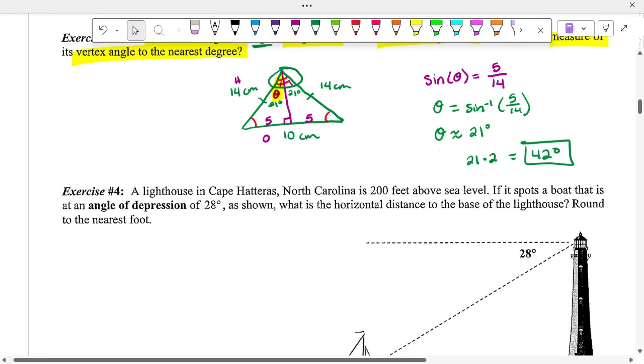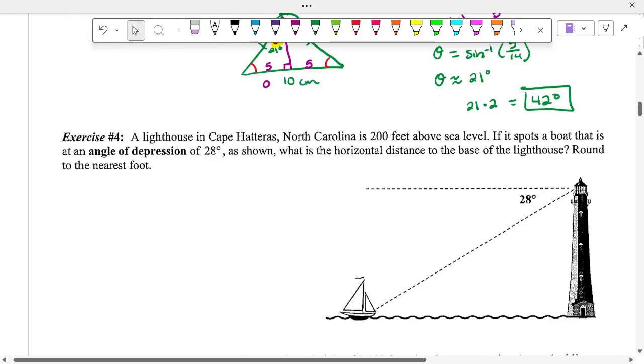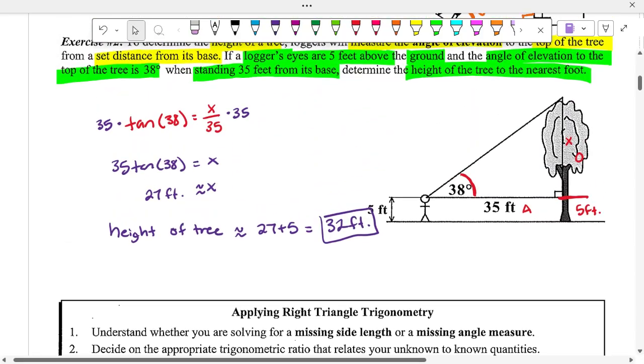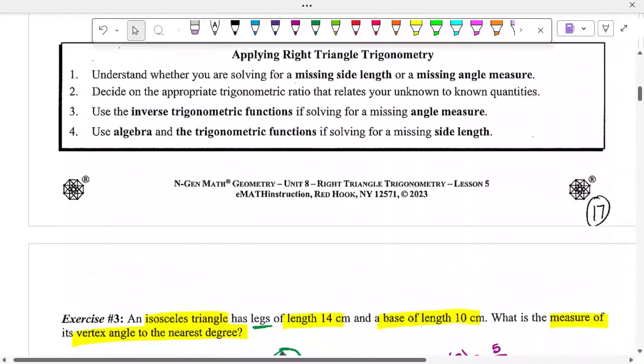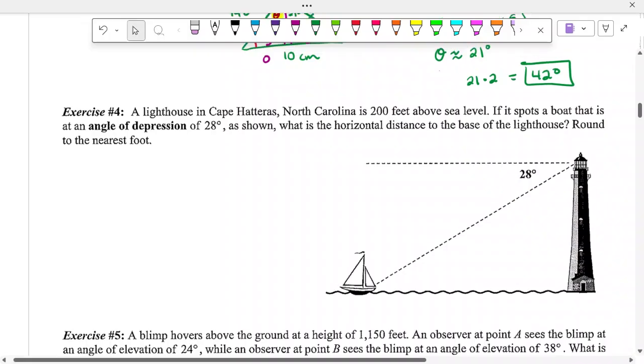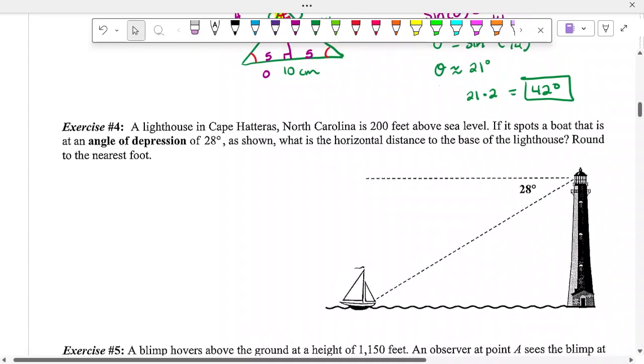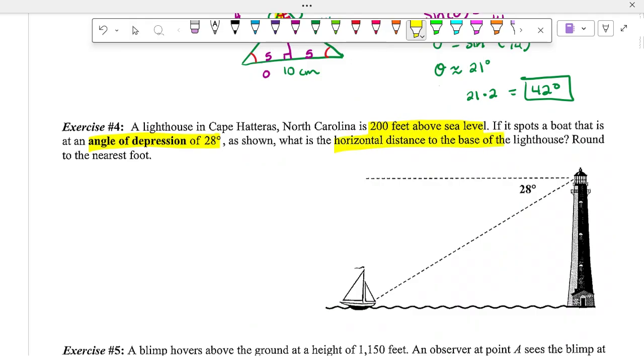All right. Now, angles of depression are a little bit different. The ones that we've seen so far are angles of elevation. This one was an angle of elevation. This one was an angle of elevation. Now we're looking at an angle of depression, which is a little bit different. The lighthouse in Cape Hatteras, North Carolina, is 200 feet above sea level. It spots a boat that is at an angle of depression of 28 degrees. What is the horizontal distance to the base of the lighthouse?